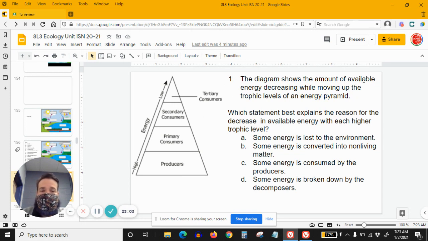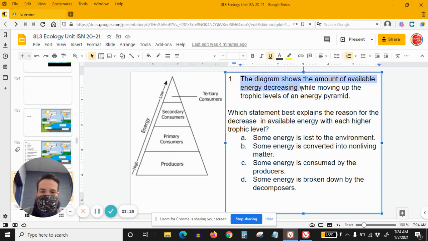The diagram shows the amount of available energy decreasing while moving up the trophic levels in an energy pyramid. Which statement best explains the reason for the decrease in available energy with each higher trophic level? Pause and read that again if you need to. It was a lot. Okay. So what they've done is they've given you this information. They are handing you on a silver platter information. And then this part down here, that's the actual question.